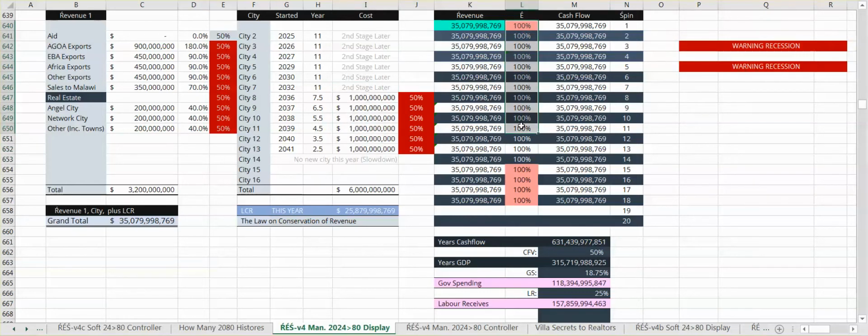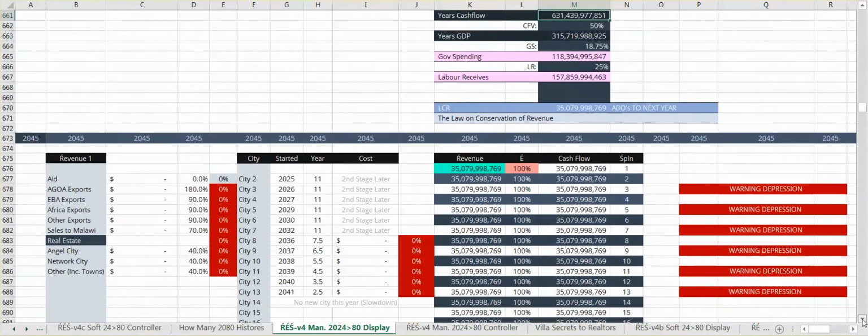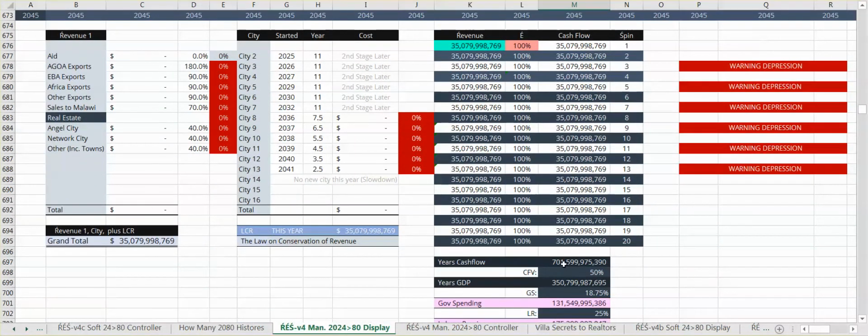And E is up to 100%, spin is up to 18, cash flow 631, going to the next year 700, and now there is no income at all other than the law of conservation revenue and the fact you can spin it with 100% E. There is no loss.